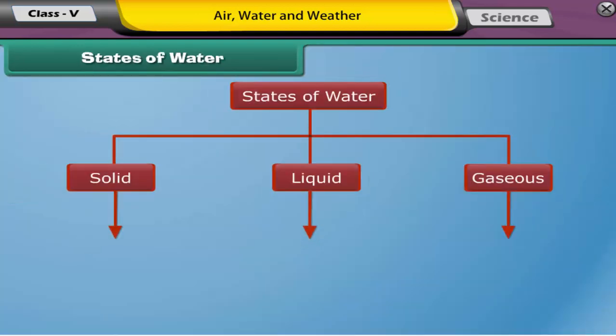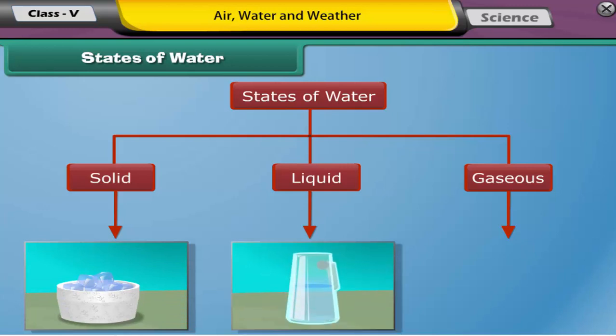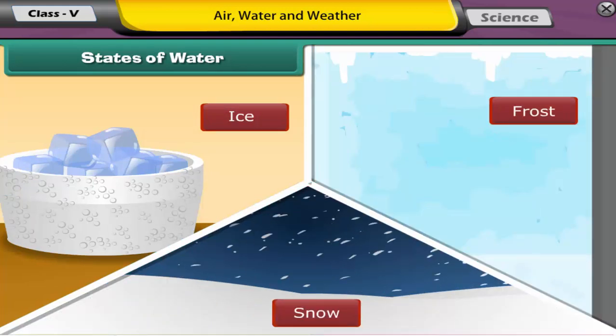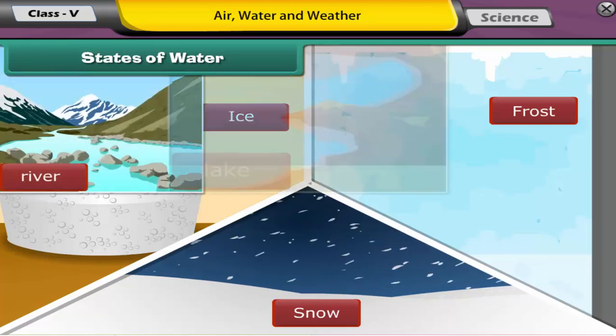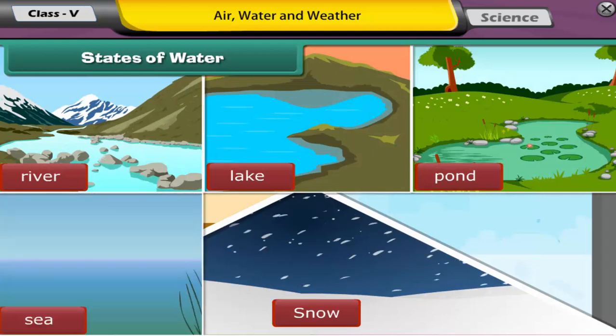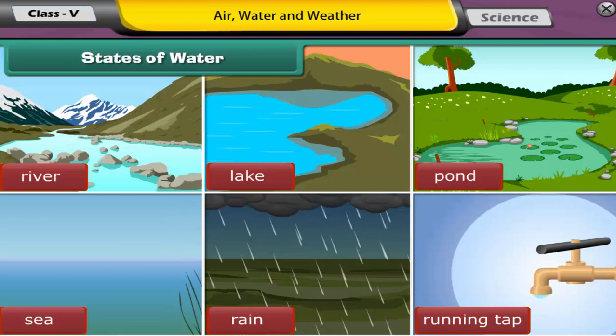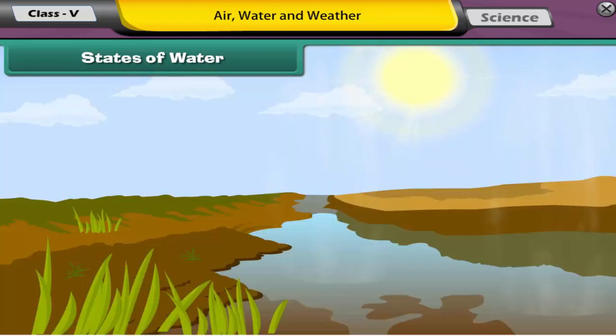Water exists in three states: solid, liquid, and gaseous. Ice, snow, and frost are examples of water in the solid state. You see liquid water in rivers, lakes, ponds, sea, when it rains, and the water coming out of a tap. Water vapor is a gas in the air. You can't see gas because it is invisible.